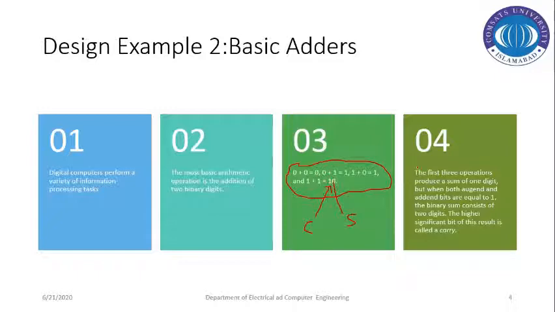So the first three operations produce the sum of one digit, but when both augend and addend bit are equal to 1, that is the maximum value at the single placement for the binary numbers. The binary sum consists of two digits. The most significant bit of the result is called the carry bit. So this 0 is basically the sum bit and 1 is considered to be the carry bit.